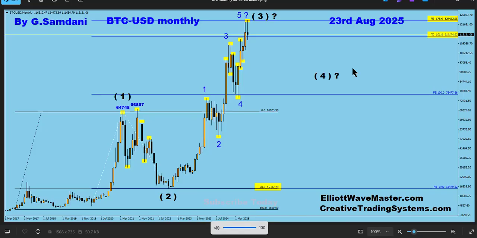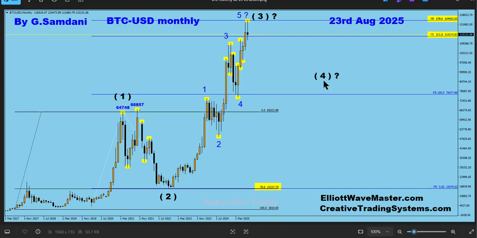So let's get started. Now this is the Bitcoin monthly chart made in August 2005, right? And this is my Elliott wave count: wave 1, A, B, C, 2, then 1, 2, 3, 4, 5, finishes wave 3. From there, I said we're going to be falling into this area for wave 4, right?